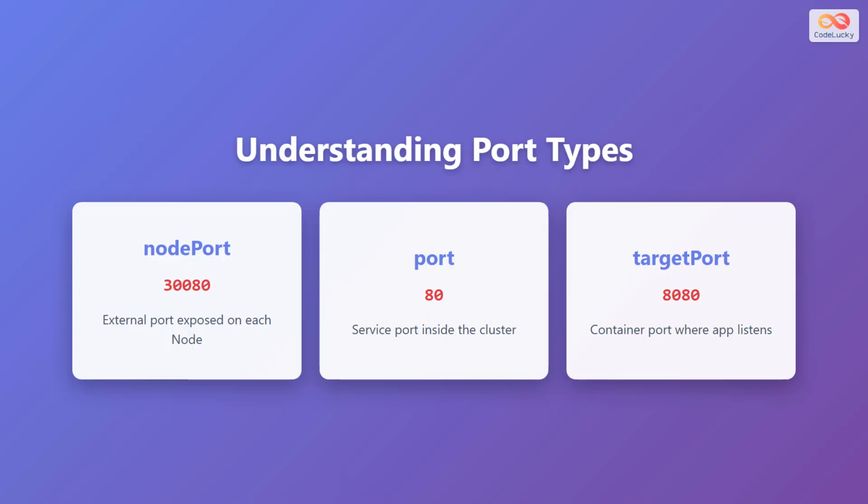It's crucial to understand the three different port types in a NodePort service. The node port is the external port exposed on each node, which in this example is 30080. This is the port that external clients use to access your application. The port is the service port inside the cluster, set to 80 in this case. This is used for internal cluster communication. The target port is the container port where your application actually listens, which is 8080 in this example. Think of it as a chain. External traffic comes to NodePort, gets routed to the service port, and finally reaches the target port on your pod.